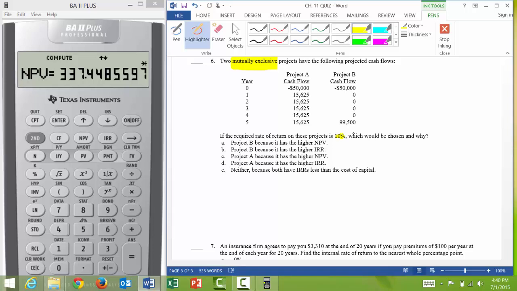We can automatically eliminate anything that says IRR because NPV is our only method that we use to find out or make a decision about which project should be chosen.